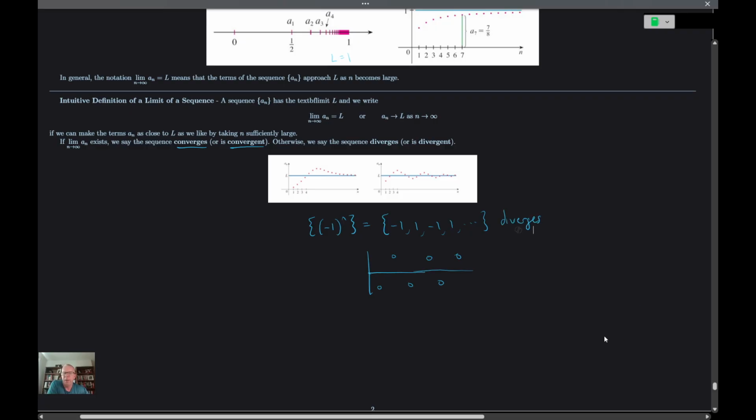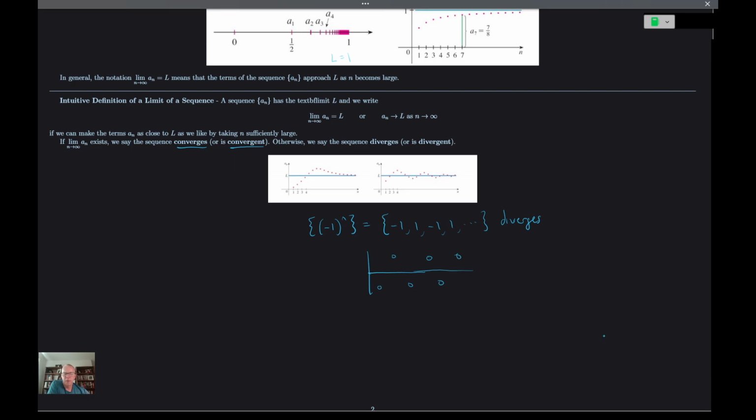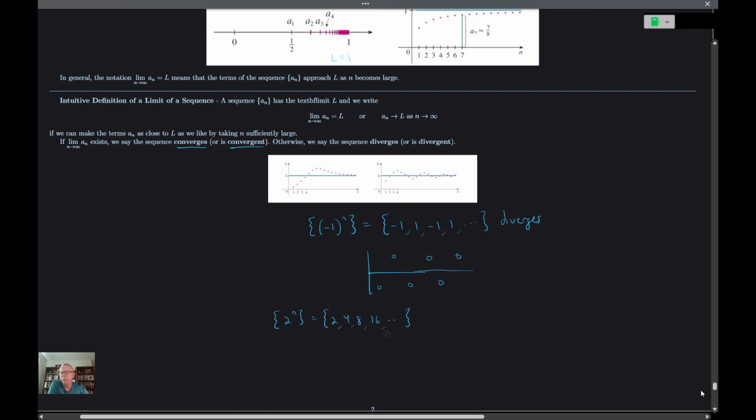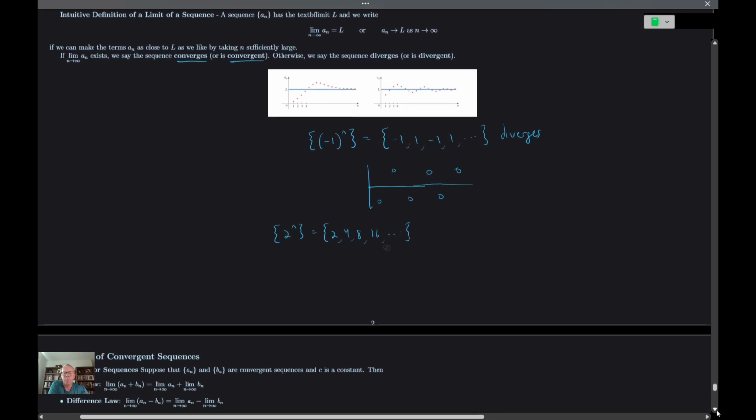The other way is if you have one that goes to infinity. So the sequence, let's say 2^n. So this would be 2, 4, 8, 16, and so on. You can see these are going to go up to infinity, so that would diverge as well. So either they don't settle down to a particular number, it's always bouncing around endlessly, or either increases to infinity or decreases to negative infinity. Any of those would be divergent.